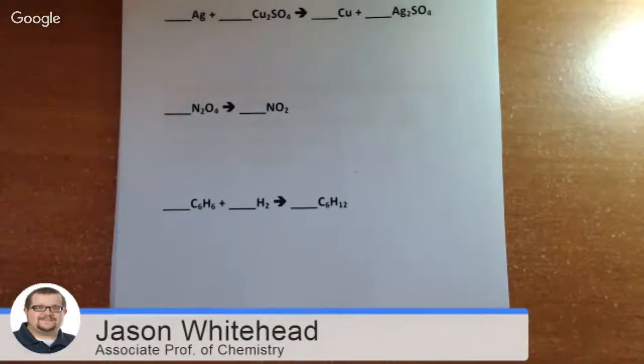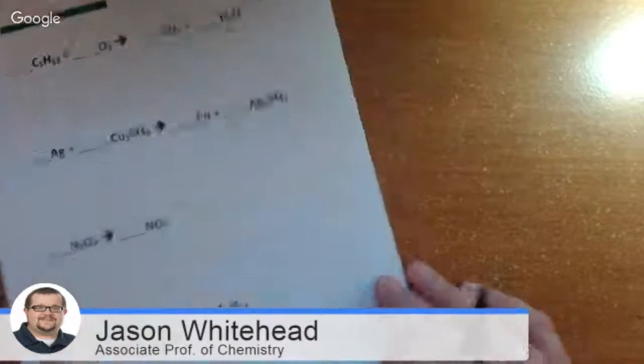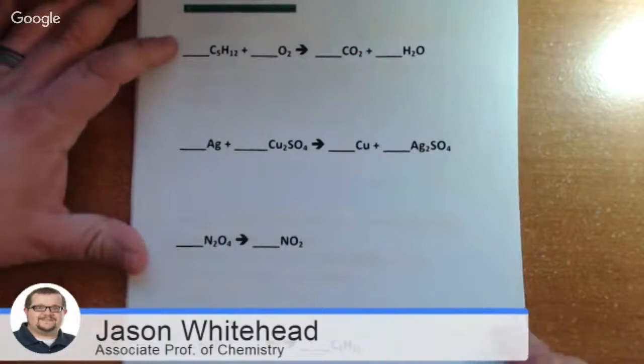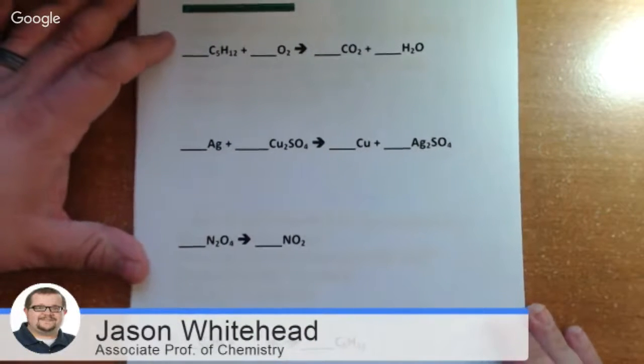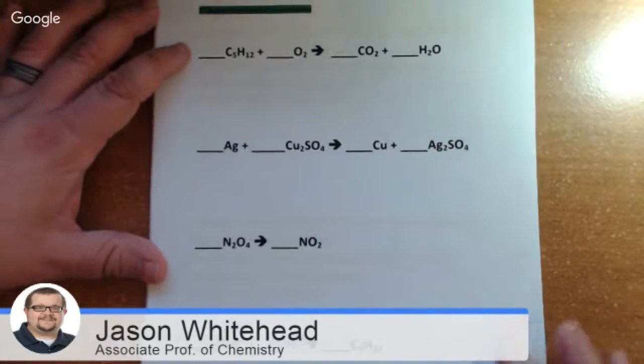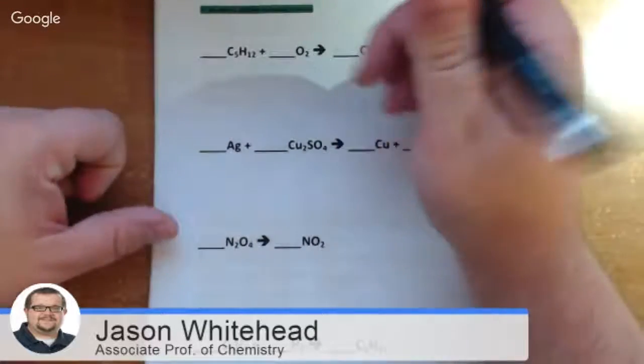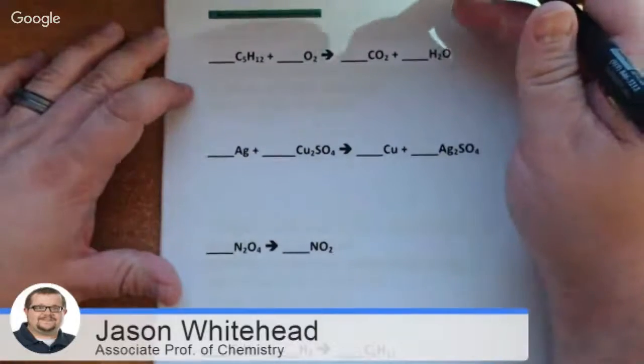Okay, let's hit some balancing. There were a couple of these problems that we work slightly differently than the others, but at the heart of it, we're trying to balance 1 atom at a time, or 1 polyatomic at a time when we're taking shortcuts. Let's try this first one out.